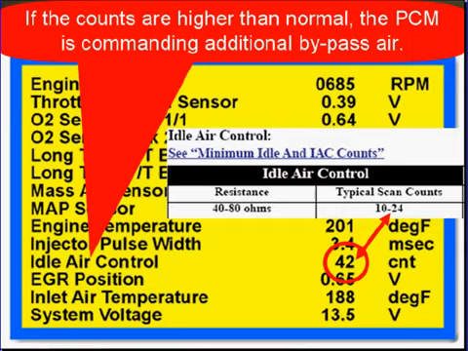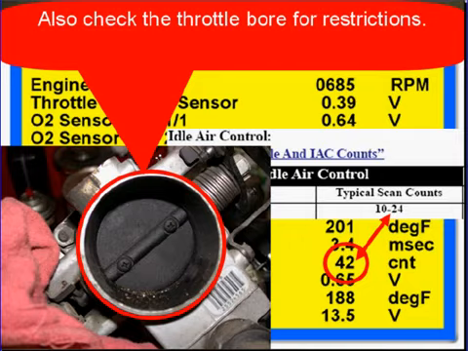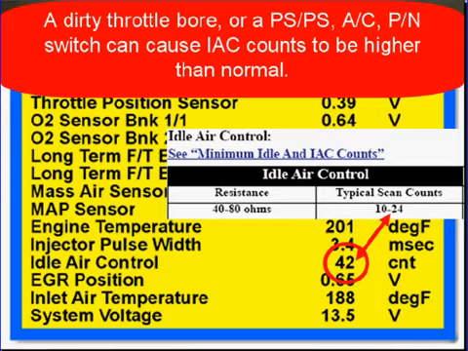If the counts are higher than normal, the PCM is commanding additional bypass air. Check the power steering pressure switch, the AC switch, and the park neutral switch. Also check the throttle bore for restrictions. You can see this one's carboned up. A dirty throttle bore, a power steering pressure switch, an AC switch, or a park neutral switch can cause IAC counts to be higher than normal.